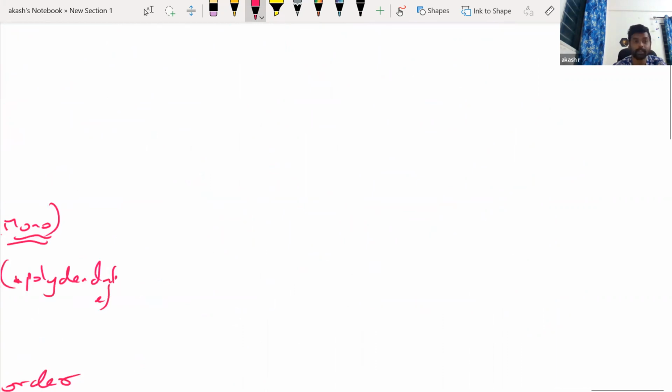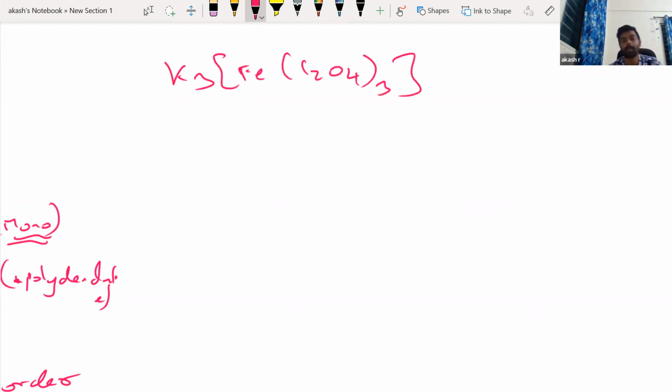So let me do one thing for you, then we can do the other things, right? So we have, say, K3 Fe C2O4 thrice. Okay, this is the complex we have. Okay, right. So now for us to understand this, see, it is very easy to understand whether the coordination complex is going to be positive charge or negative charge, because whenever we write the formula, we write the cation first, then only we write the anion.